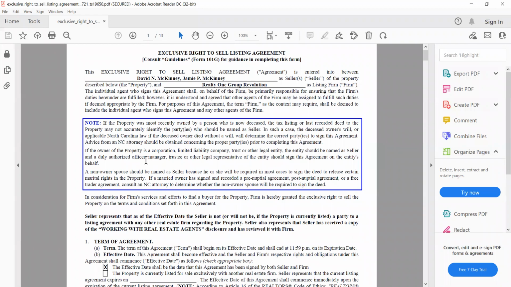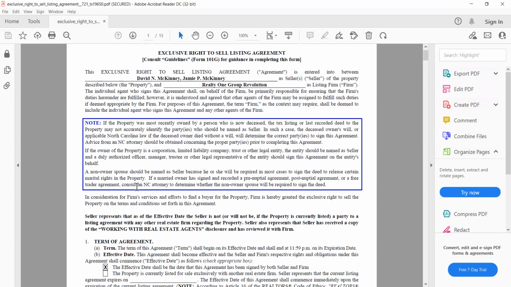The next thing is if the owner of a property is a corporation, a limited liability company, trust, or other legal entity, the entity should be named as seller and duly authorized officer, manager, trustee, etc. So you want to put the company name if the property is owned by the company. Does that make sense?